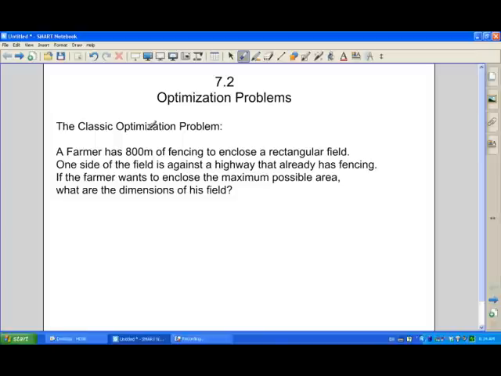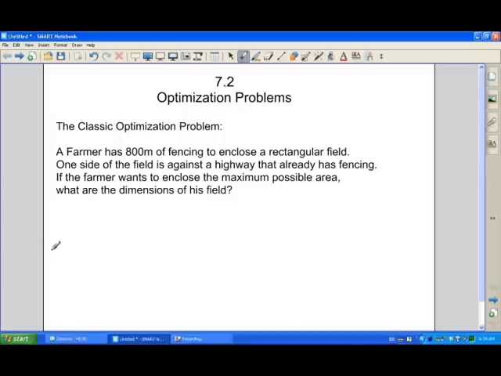So the real classic optimization problem is the one that you see before you. A farmer has 800 meters of fencing, wants to enclose a rectangular field. One side of the field is against a highway that already has fence, so we don't need to worry about fencing that side. If this farmer wants to enclose the maximum possible area, what are the dimensions of this field?